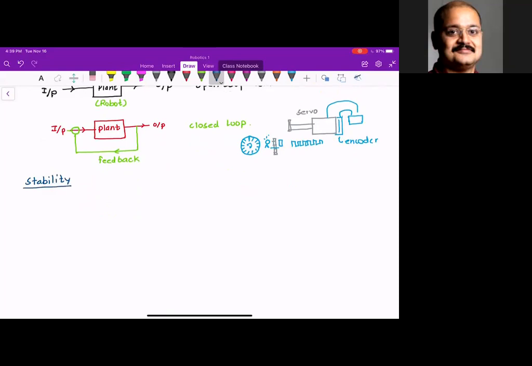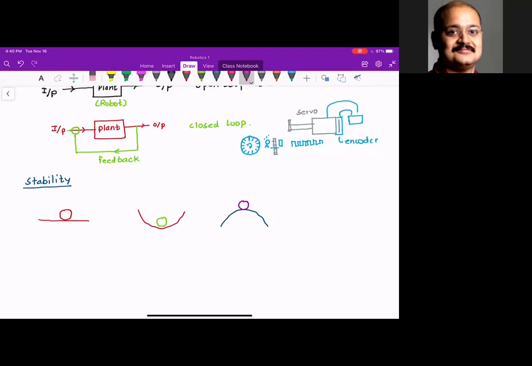So what do I mean by stability? Let me explain this by means of an example. Imagine we have a ball that is rolling on a flat surface. Imagine we have a ball that is rolling in a curved surface, like a bowl, a surface which is concave.